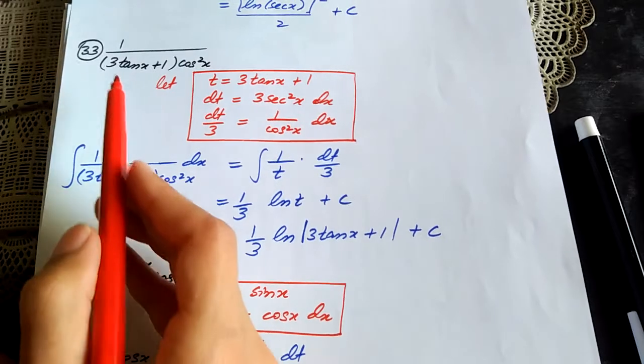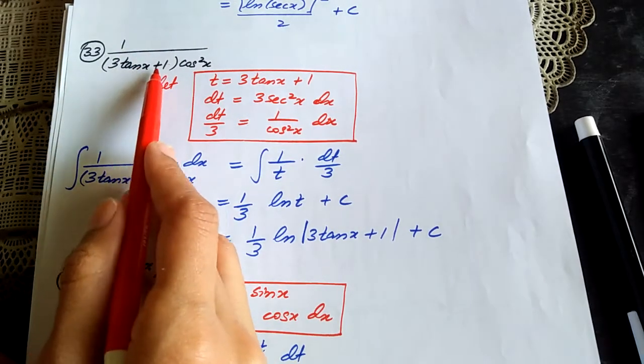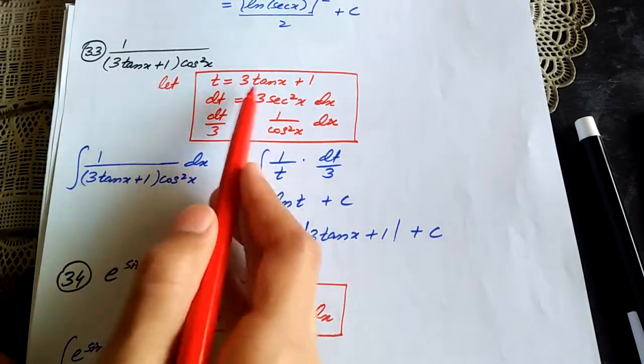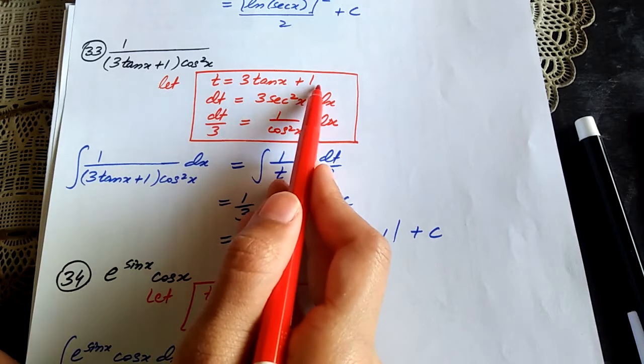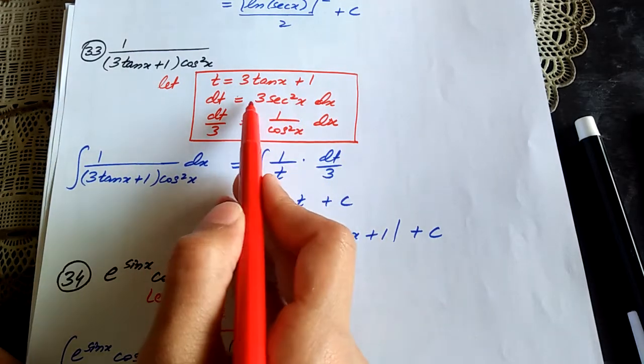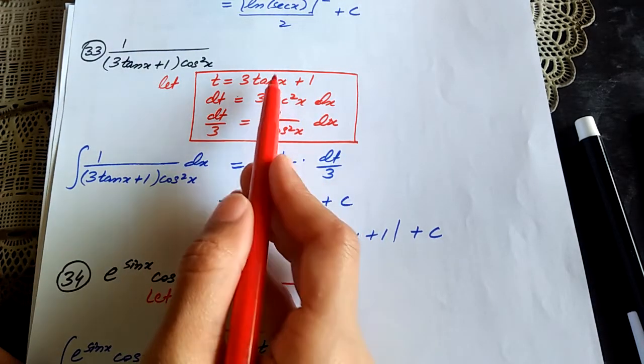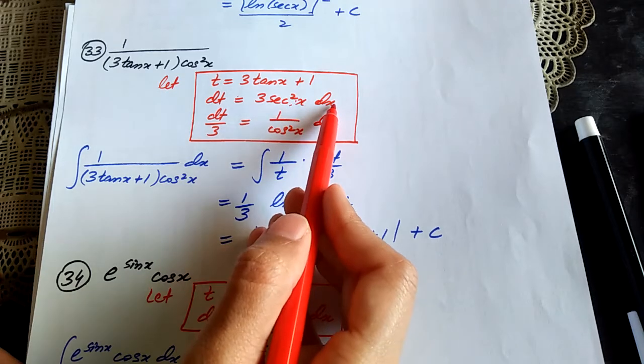Question number 33. Integrate 1 over 3 tangent x plus 1 cos square of x. Let t equal 3 tangent x plus 1. dt will be, 3 is a constant coefficient, and tangent x has derivative secant square of x dx.